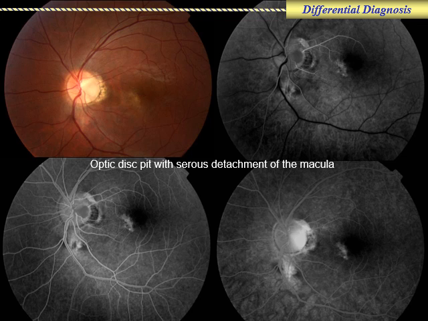As we see in this slide, a defect in the optic disc is seen in the nasal side. Early in the angiogram, there is hypofluorescence due to loss of the optic disc tissue. Later in the angiogram, there is staining of this area due to staining of fibrous tissue filling the pit. Hyperfluorescence is seen in the macula. This hyperfluorescence is caused by RPE atrophic changes due to chronic serous detachment of the macula.